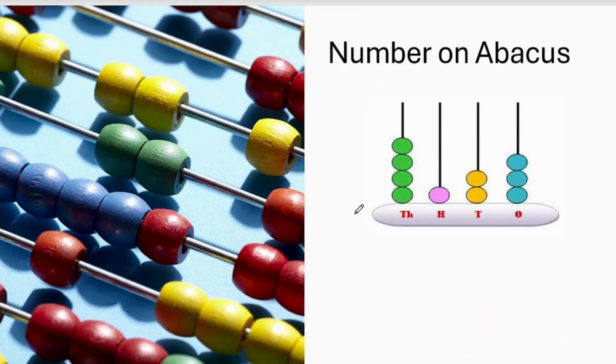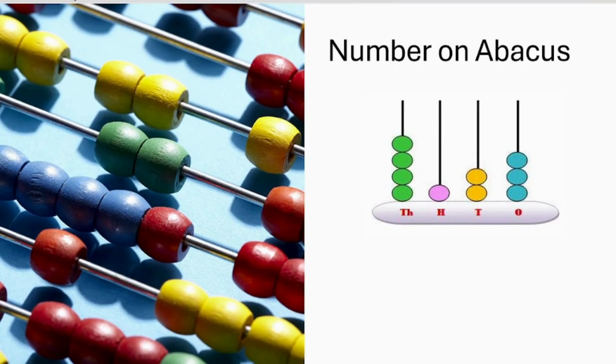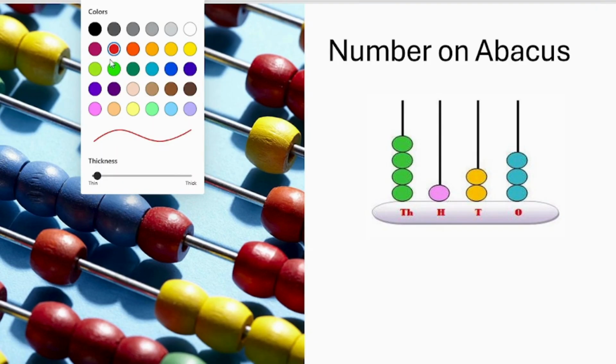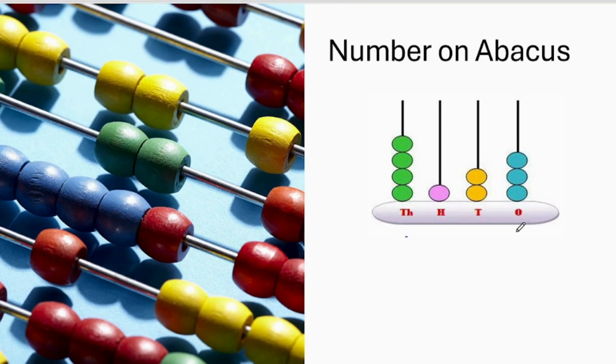Now coming to numbers on an abacus. We know that an abacus is a tool which is used for counting, right? How does it help in counting? You see the place positions are given: ones, tens, hundreds and thousands. As many figures as are given at each position will help in counting that number.